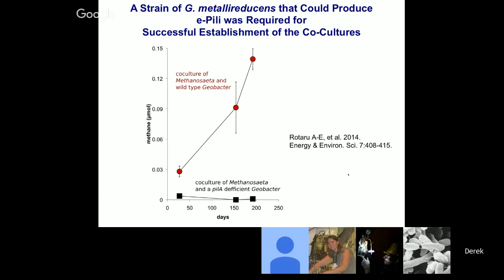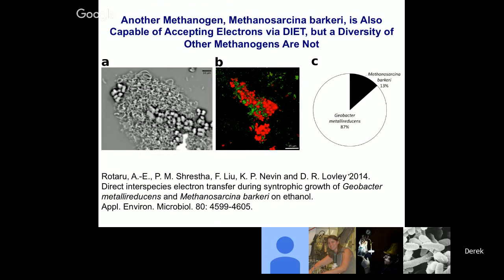We do know that the electron transfer from Geobacter, again, requires the electrically conductive pili, as shown here. You just can't get the co-cultures to work with a pili-deficient strain. Now, to date, only one other methanogen is known to function via DIET, and that is Methanosarcina barkeri, which is relatively closely related to Methanosaeta. It's also an acetate-utilizing microorganism. Unlike Methanosaeta, it can also use hydrogen. And Amelia was able to get very good co-cultures of the Methanosarcina, that's these coccoids here, and Geobacter growing in this system.